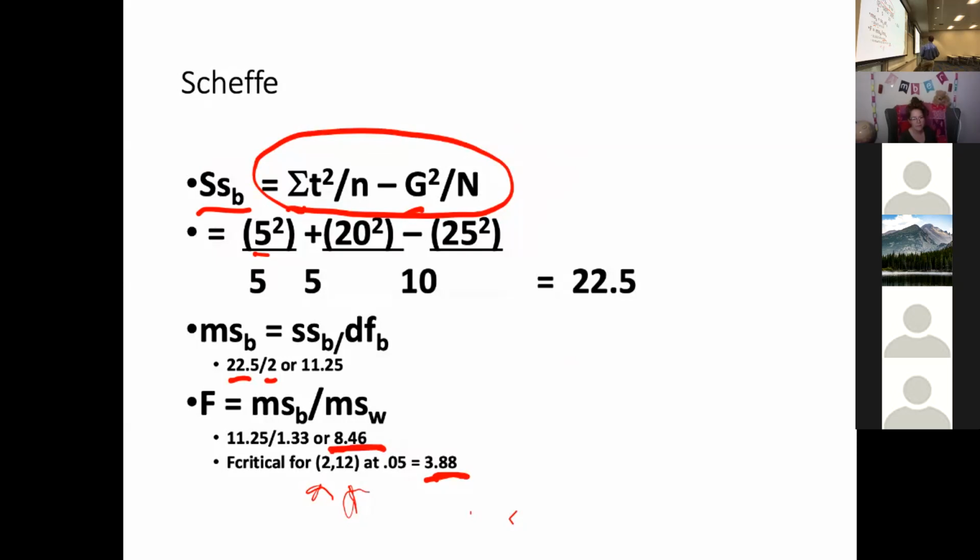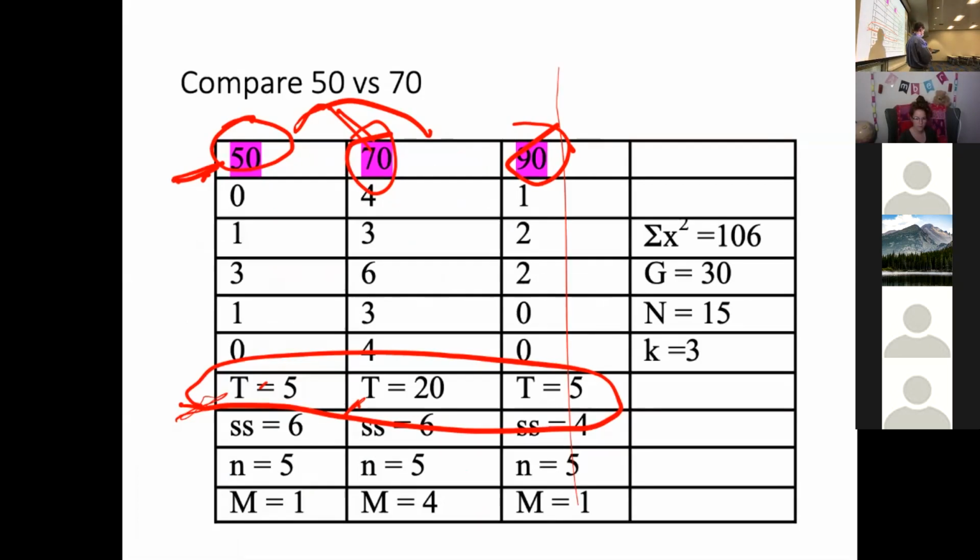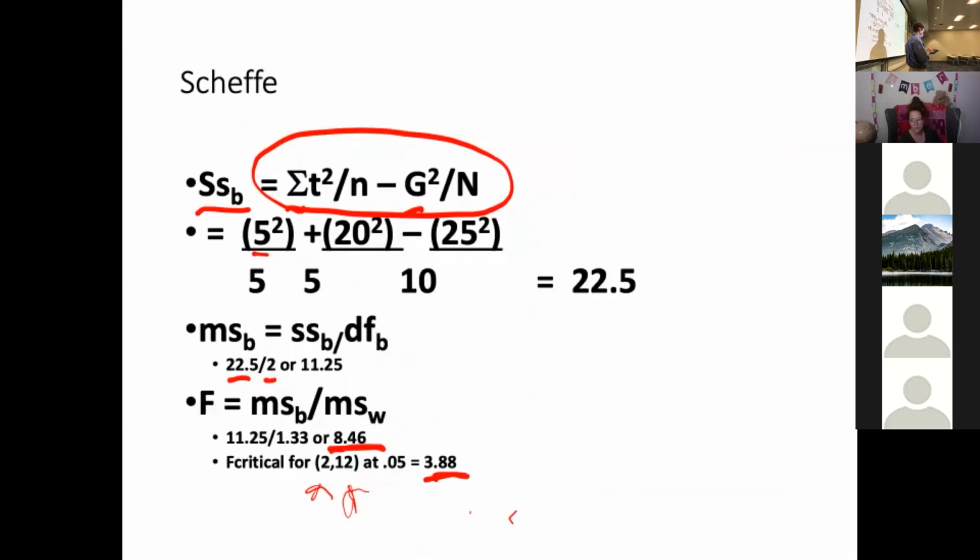So you've already run your omnibus test where you had your sum of squares between, your sum of squares within, all of that good stuff. Now for the Scheffe's test, you are calculating a new sum of squares between for only these variables of interest, right? And so for Scheffe's, if I want to compare 50 and 70, I'm just going to neglect 90, right? So now I calculate a new sum of squares between for 50 and 70 using the equations we've used before, like we have here. That gives us the sum of squares between.